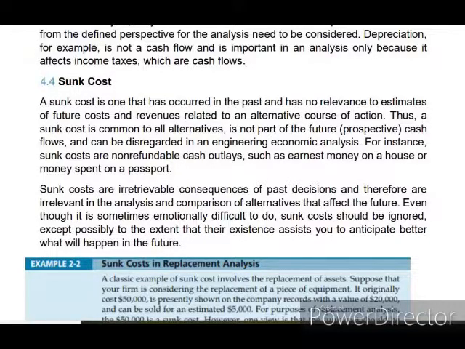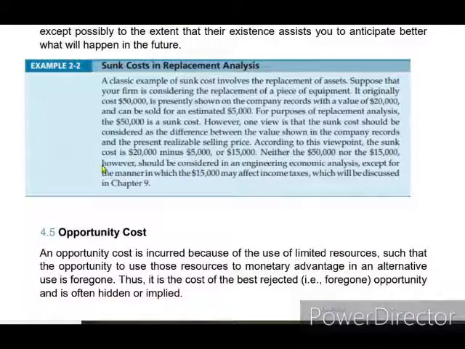So for example 2-2, sunk cost in replacement analysis. How do we use sunk cost in replacement analysis? A classic example of sunk cost involves the replacement of assets. Suppose that your firm is considering the replacement of a piece of equipment. It originally cost $50,000, is presently shown on the company records with a value of $20,000, and can be sold for an estimated $5,000.